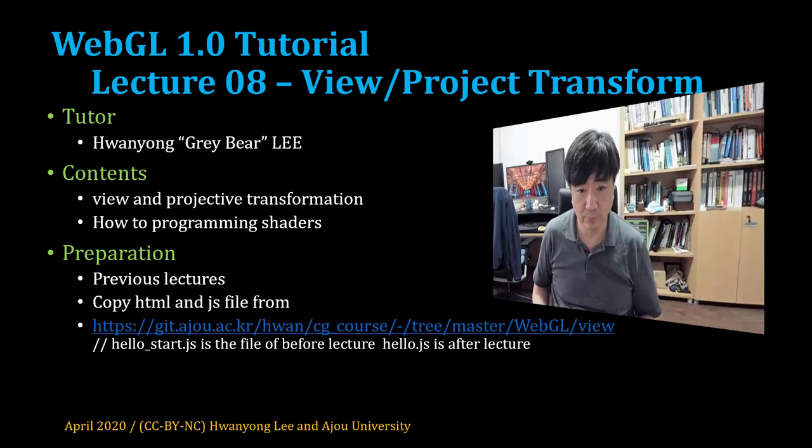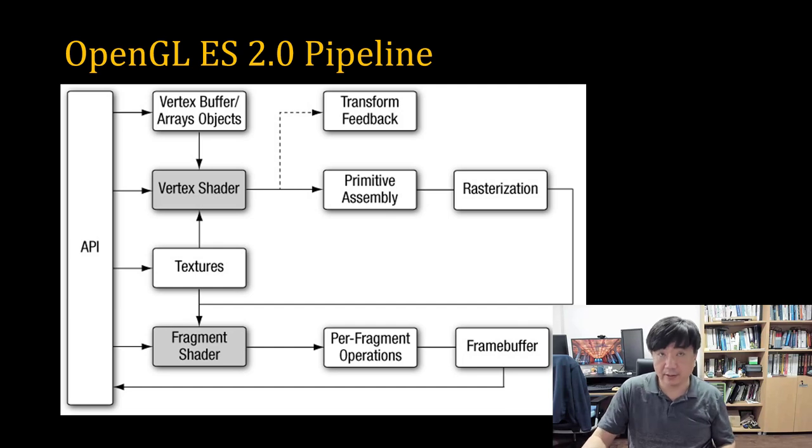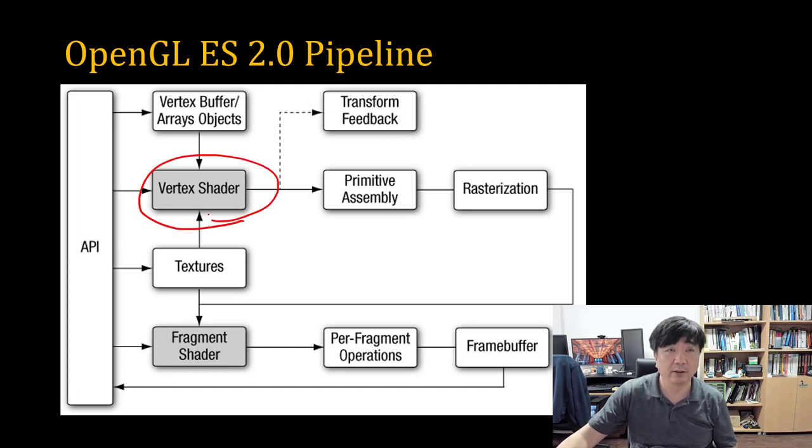Okay, let's go. We are running the OpenGL ES pipeline, but most of the viewing transformation is implemented in the vertex shader. Of course, it is possible that some part can be implemented with texture and shader, but that is a very special case. Most of the viewing transformation and projection transformation is done by the vertex shader, because it is a linear transformation.